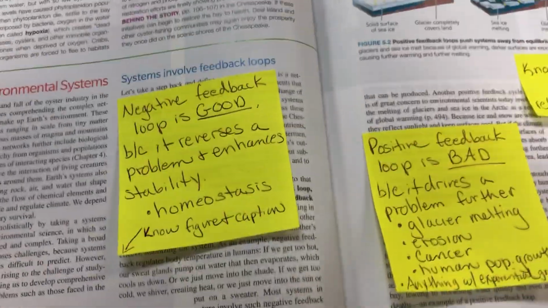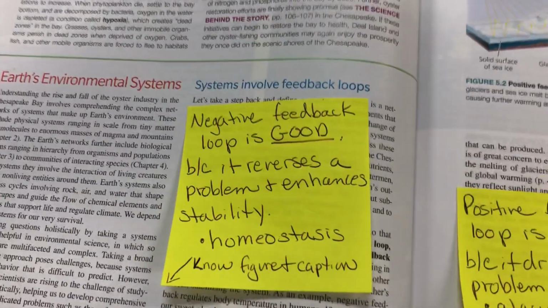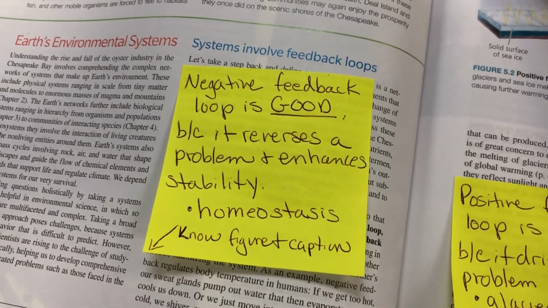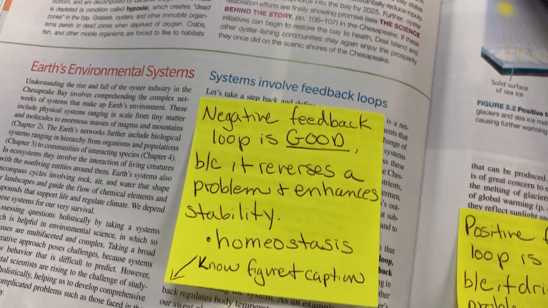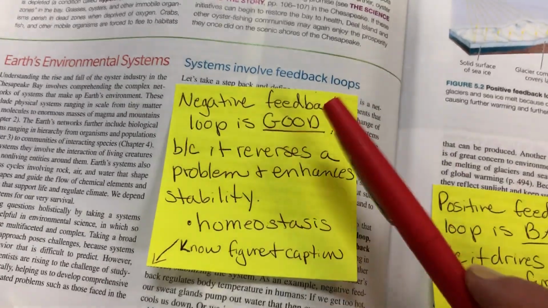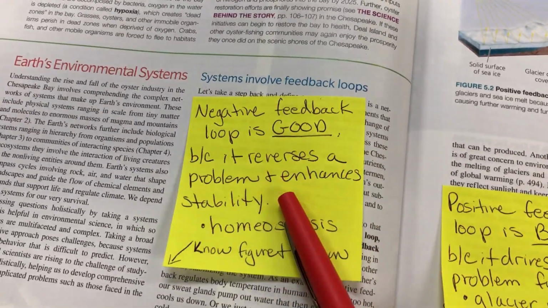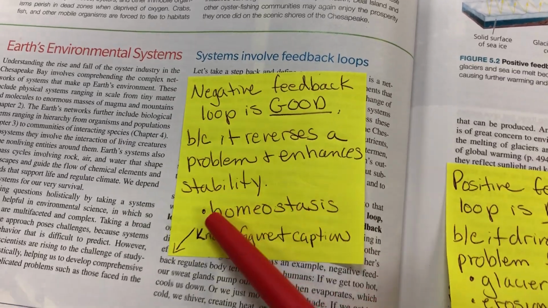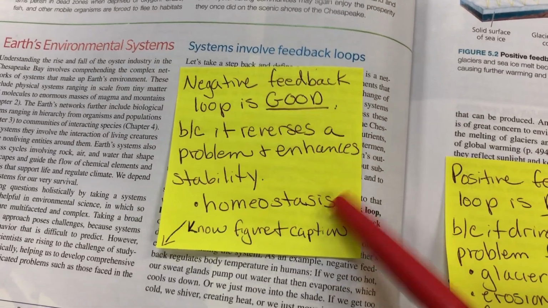Okay. Feedback loops. Now, ironically, these are the opposite of what their name suggests. A negative feedback loop is actually good, and that's because it reverses a problem and enhances stability. Again, our goal is to reach homeostasis, where everyone is happy.